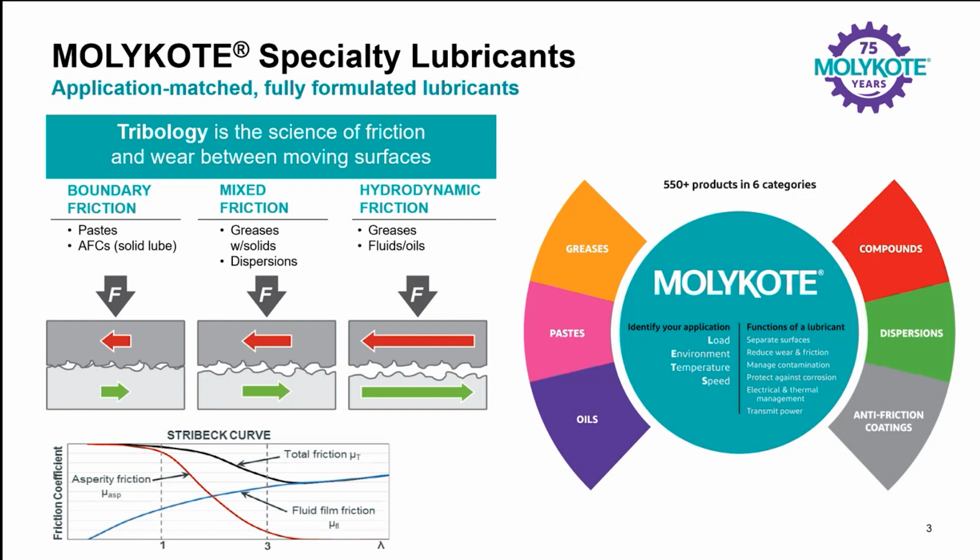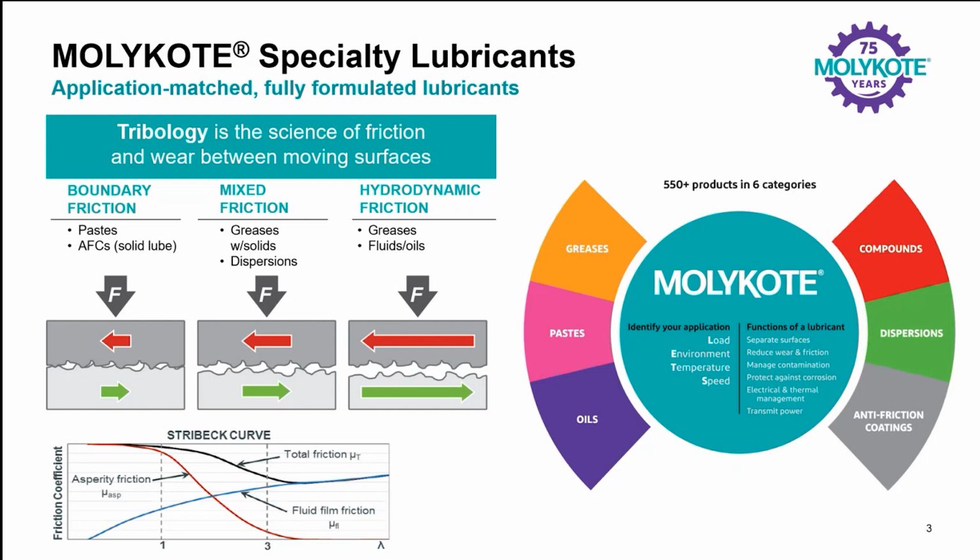So first, I want to take a moment to discuss MOLYKOTE, who we are, and the different product families and solutions that we have. On the right side of the slide, you can see our MOLYKOTE wheel. It helps as a reminder to provide load, environment, temperature, and speed, which are the key characteristics in identifying your application. So based on these LETS conditions, as we call them, we can utilize one of these 6 product families you see around the circle. So greases, paste, oils, compounds, dispersions, and anti-friction coatings.